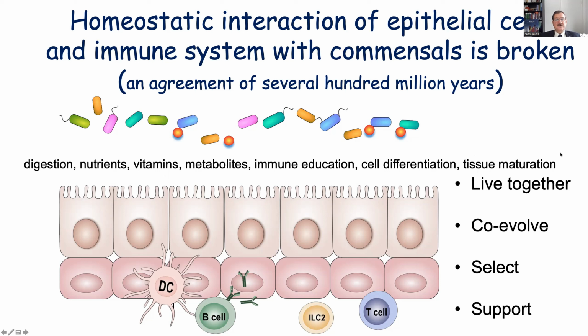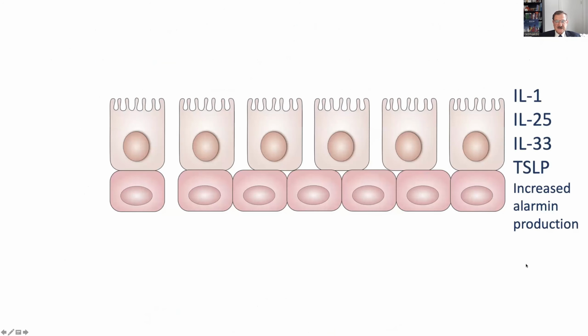We know this from the germ-free mouse and normal mouse very well, and we can also understand that these are taking place currently. But what happened is that this agreement has been broken in humans since the 1960s. The biodiversity of the microbiome and also the number of strains have decreased very significantly. We are carrying about 1 kilo of microbes in the gut and in our body in total, with around 4,000 strains. This live together, co-evolve, select, and support reaction is not happening.